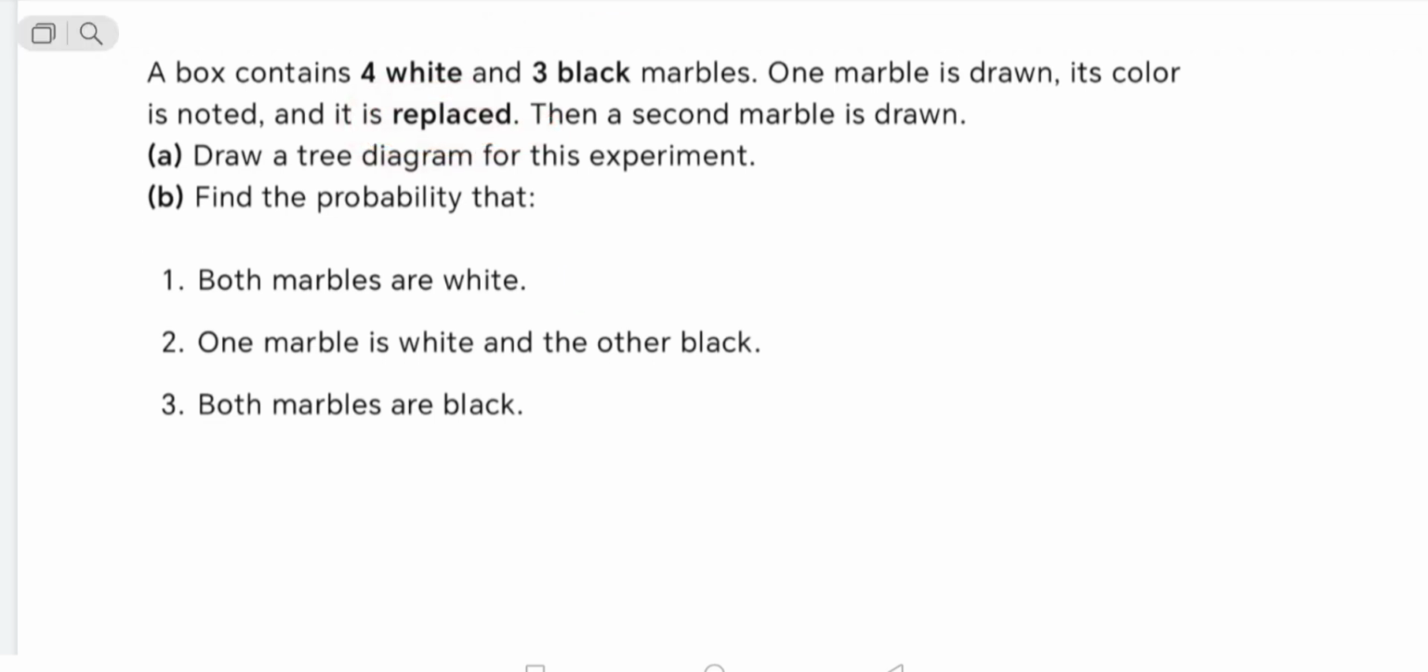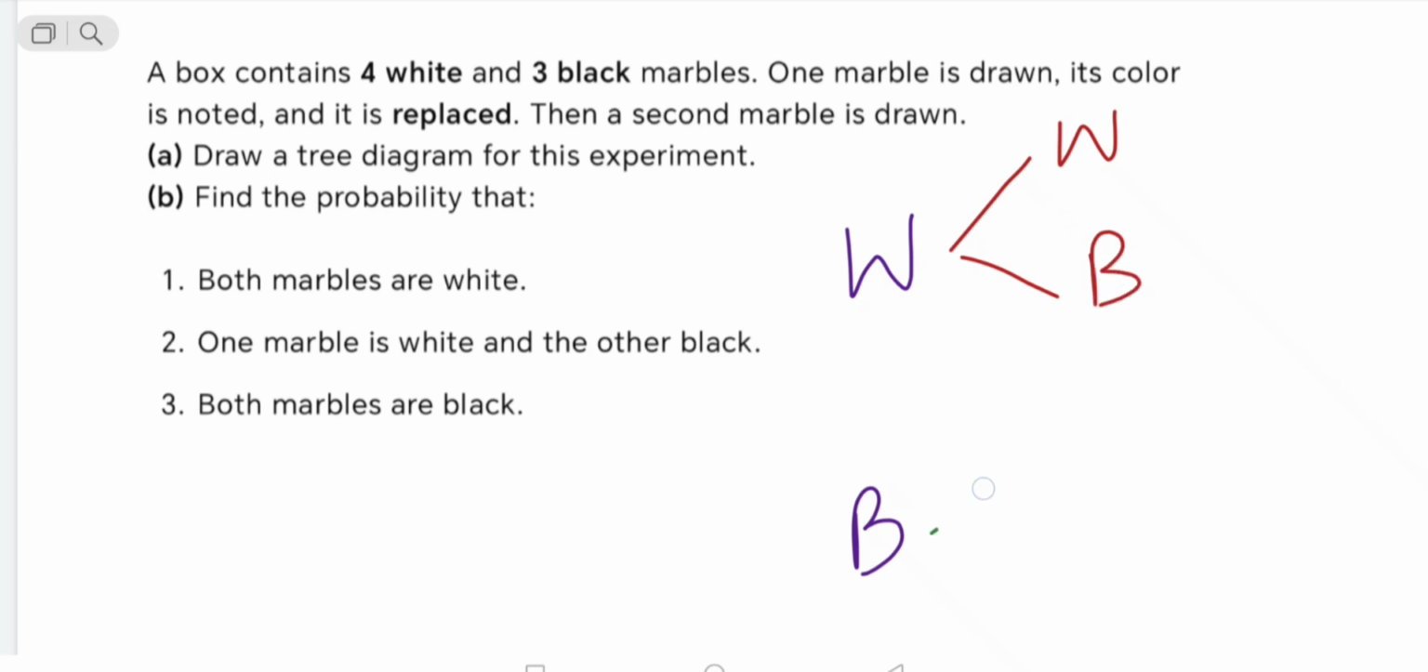Okay, first thing they are asking you is to draw a tree diagram for this experiment. Two marbles will be drawn, right? So one possibility can be white, for example the first marble drawn is white, or it can be black. If the first one is white, the second one can be white or black. If the first one is black, the second one can be white or black. This is the tree diagram.